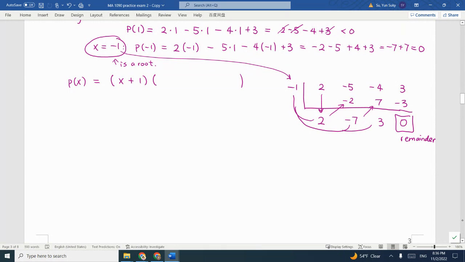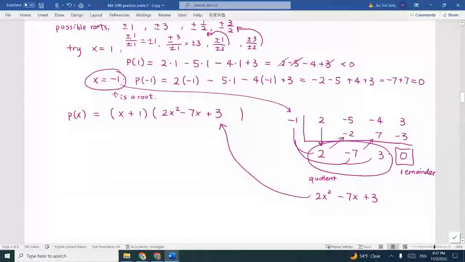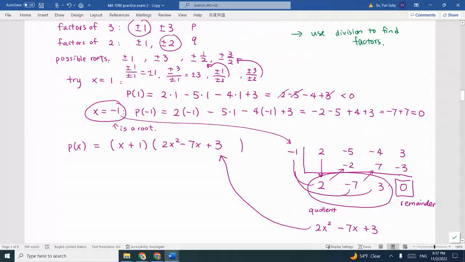So the quotient, this is the quotient. We get 2x squared minus 7x plus 3. Now put the quotient right here: 2x squared minus 7x plus 3. So we use the rational roots theorem to find one rational root, and then use synthetic division or long division to find the factors. Once you get the quadratic factor, you either factor it or use the quadratic formula.